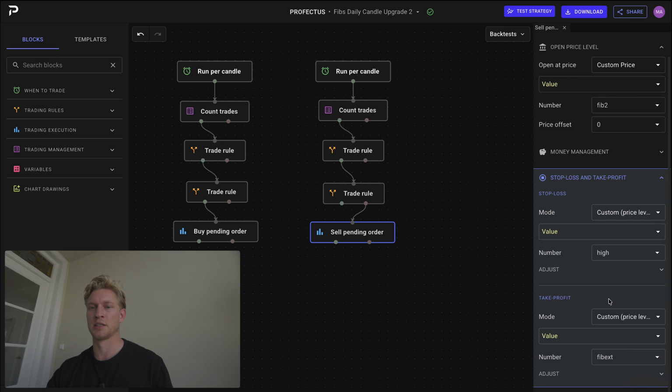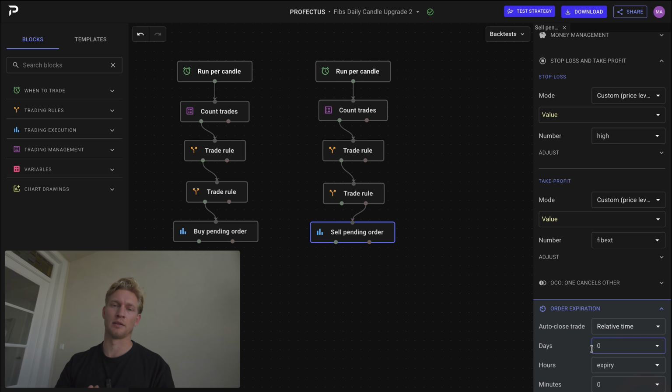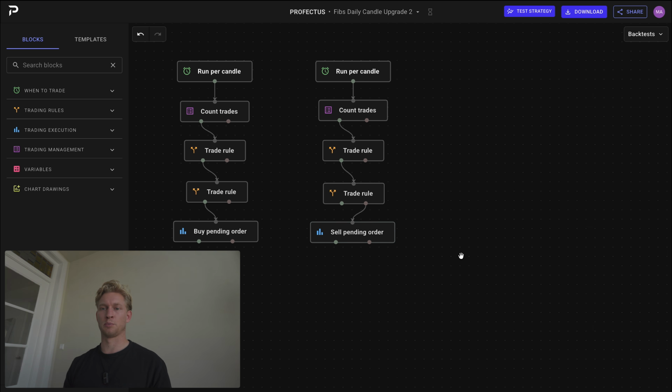And then the stop loss on the high now, because we are selling. So the stop loss is above the sell price. And then we target the Fib extension. And don't forget the expiry, because sometimes price just continues and then the order is just lying there. And if you don't tell the algorithm to delete it, it will just be there forever. And that's not what you want.